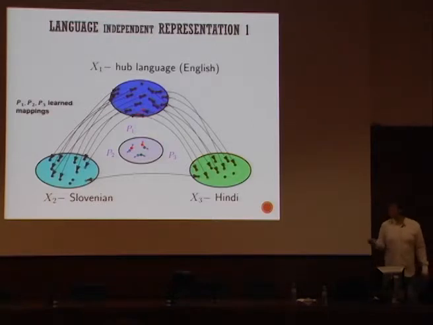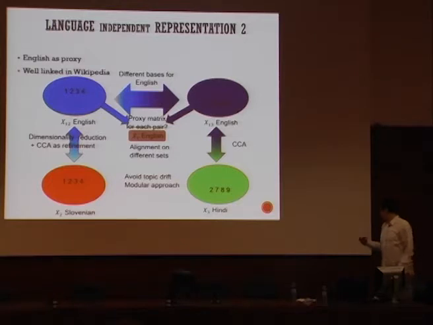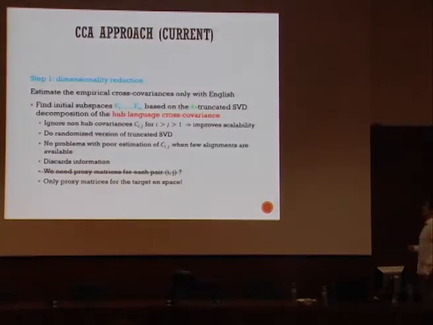So that means that if you have 100 languages, you only need 100 proxy matrices at the end. And this reduces memory requirements a lot. Of course, this also reduces the topic drift because of this sometimes very bad pairwise alignment. And the reason that this works is that we are using Wikipedia. This is well linked to any other language. So this is the current approach.